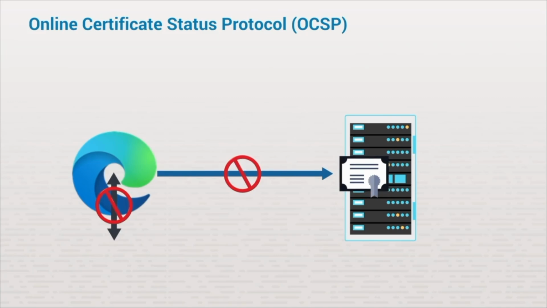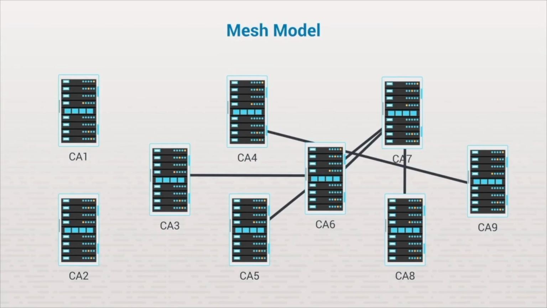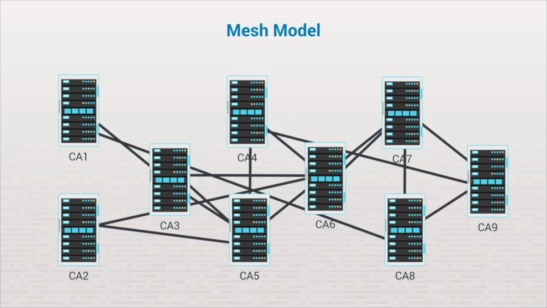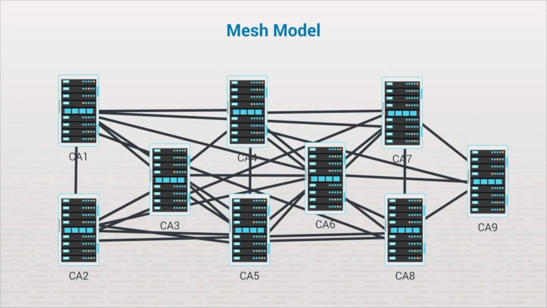Let's shift gears to trust models. All CAs start with a single trust model. It's also possible for you to set up a mesh model. In a mesh model, multiple CAs issue certificates to each other. This works great because if one CA is compromised, those certificates can still be valid because other CAs have authenticated them. The problem with this model is that it becomes extremely difficult to scale up with growth.